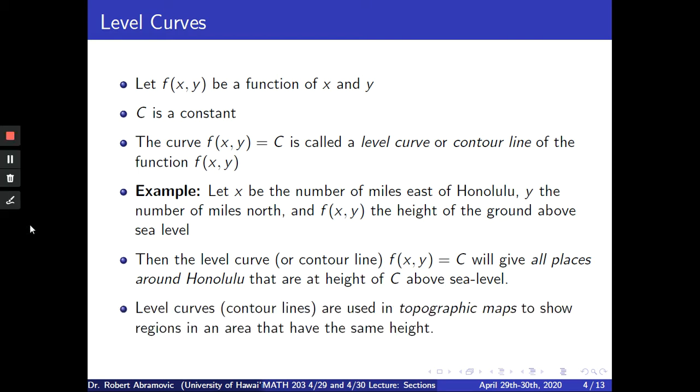And these are important because they're used in topographic maps to show regions in an area that have the same height. When you look at a map, you're not usually going to get a three-dimensional map. You're just going to look at a map on a piece of paper. It's two-dimensional, but how does it represent the region? Well, a region has a number of miles east of a given city, say Honolulu. It also has the number of miles north of the city, and at each of those locations, there's also the height. So contour lines are used in topographic maps to show that extra dimension of height.